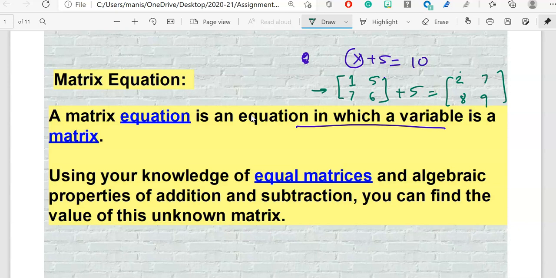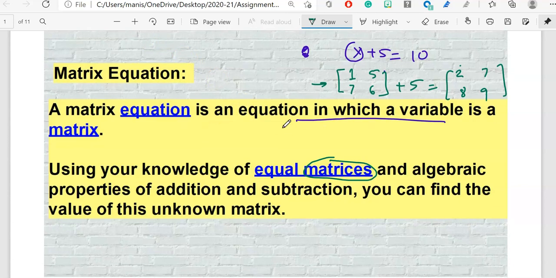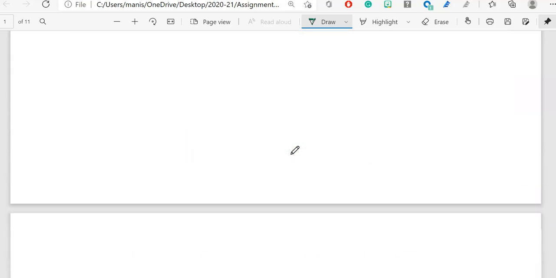Using our knowledge of equal matrices (the word matrices means more than one matrix, it is a plural) and algebraic properties of addition and subtraction, you can find the value of this unknown matrix. Okay, without further ado, let's move to our first question. Make sure to copy these notes in your binder.